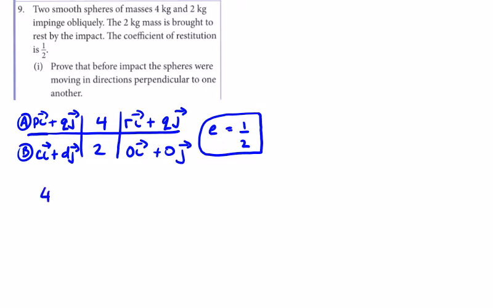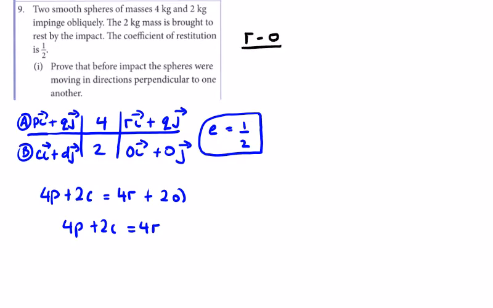So 4 times P plus 2 times C is equal to 4 times R plus 2 times 0. So we have 4P plus 2C is equal to 4R. So we have 3 unknowns here. Let's see where we go next. Newton's law of restitution: R minus 0 over P minus C is equal to minus 1 over 2. So we're going to get 2R is equal to minus P plus C.